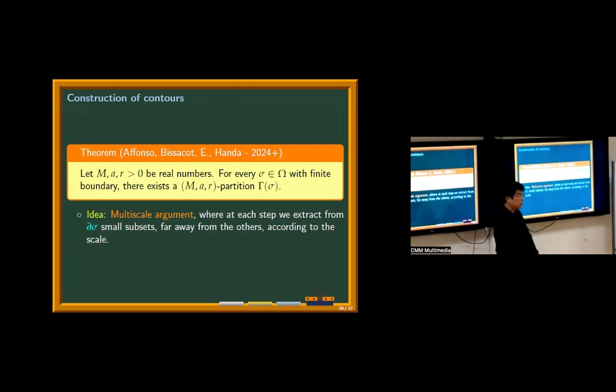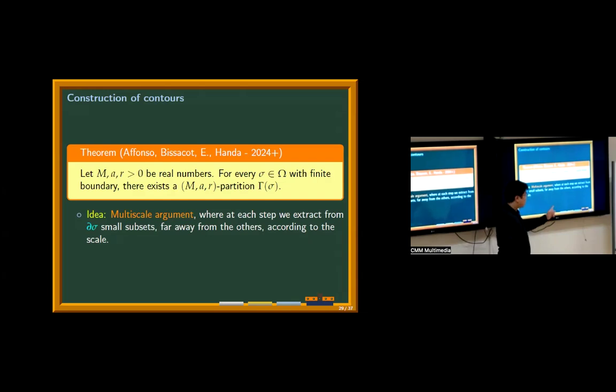So actually, for any value of M, A and R, for any configuration where the boundary is finite, we can always construct a Mark partition. Always, no exception. The idea that we're going to explain, the algorithm to construct that partition, is by using Mood's KR arguments, which comes from the basis on Frolic and Spencer.